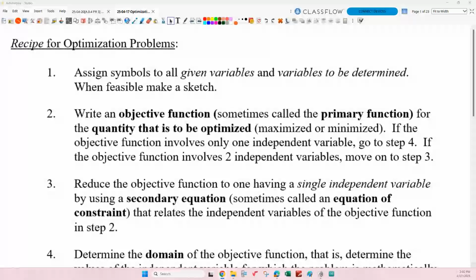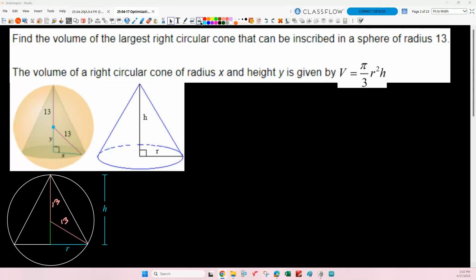Got to go through some more optimization. That's the name of the game. So I want to do, I don't know if we'll get through much more than this one. This is a really important one though. You see this kind of problem all the time. Find the volume of the largest right circular cone that can be inscribed in a sphere of radius 13.